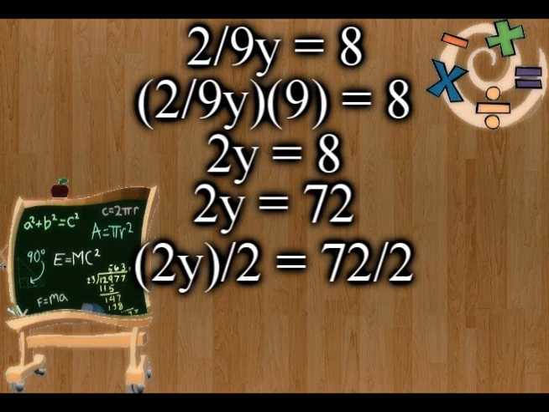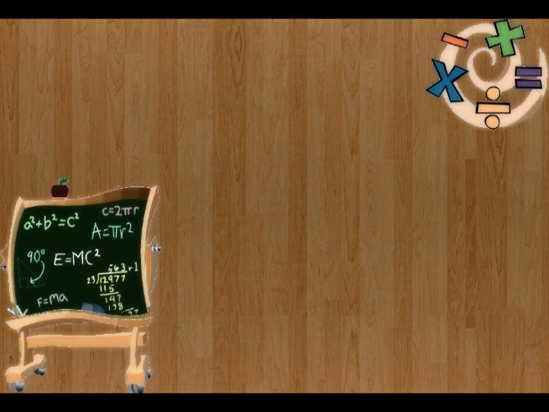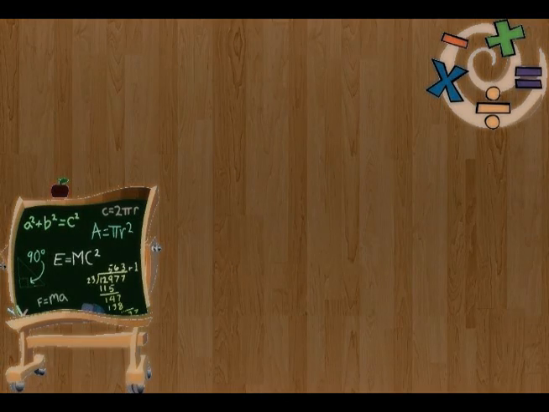Now, we should divide both sides of the equation by 2 to isolate the variable, y, and find its value. You should end up with y equals 36. That's really all there is to solving equations using multiplication. Once you get the hang of it, it becomes pretty simple. I hope you learned something from this video.